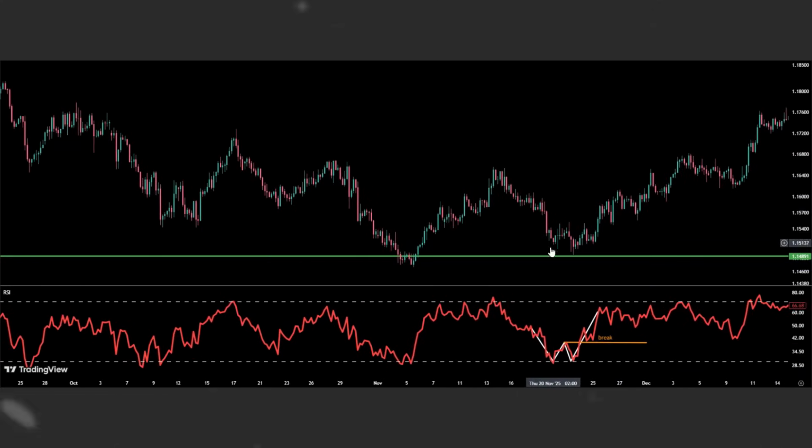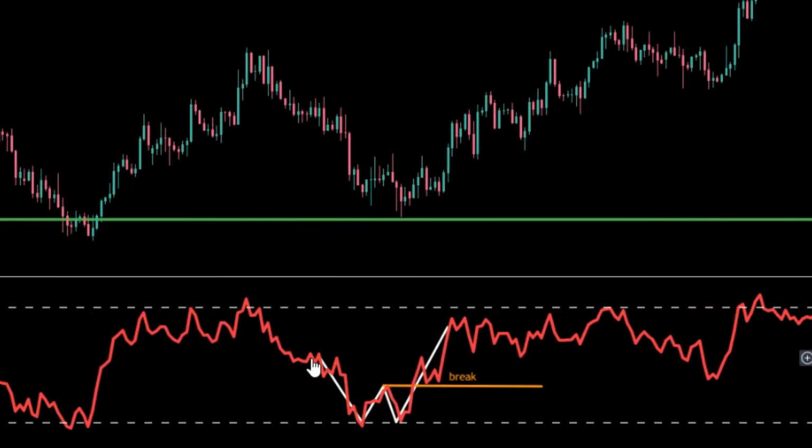Now check the RSI. First, RSI makes a low inside the oversold area, then moves up and pulls back again. This time, the second low does not go below the first low. This is the failure swing showing that the sellers are losing strength. The signal is not complete yet. Watch carefully. Once RSI breaks its previous high, the bullish failure swing is fully confirmed. This is the point when the trade is valid.